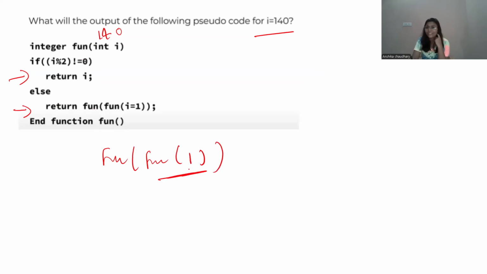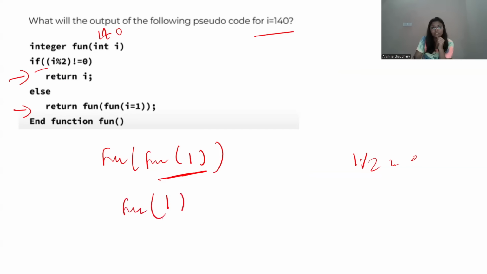So this call will take place and it will go here again. It will check whether i modulus 2 is not equals to 0. So 1 modulus 2 is not equals to 0. Yes, this time the condition is true because 1 modulus 2 will become 1 only. So it will return 1, right? It will return i, so it will return 1.